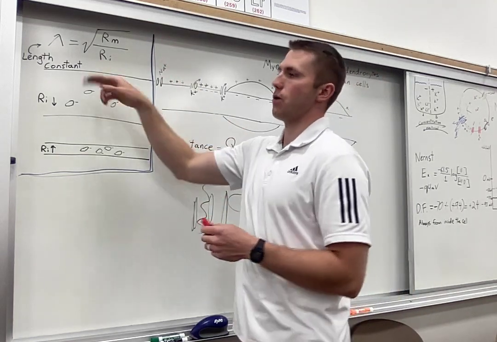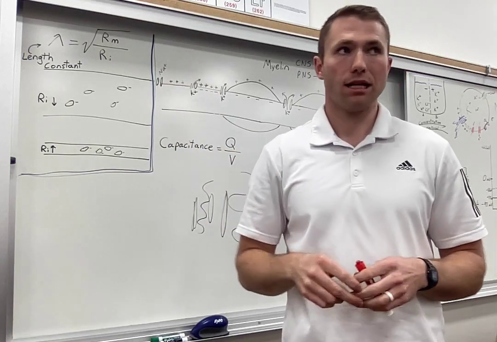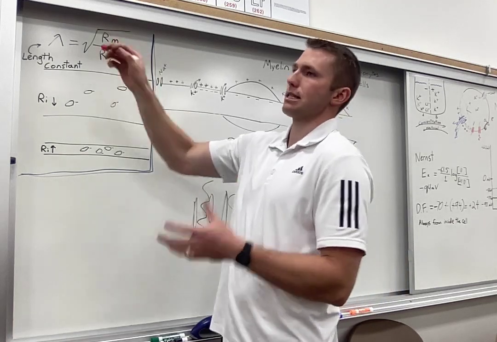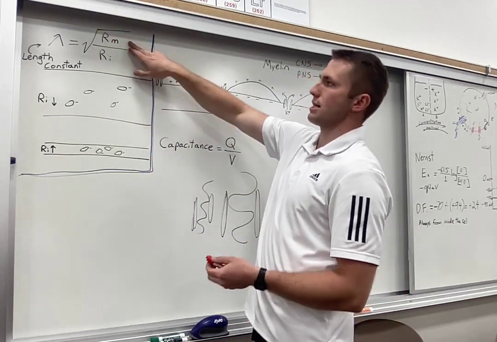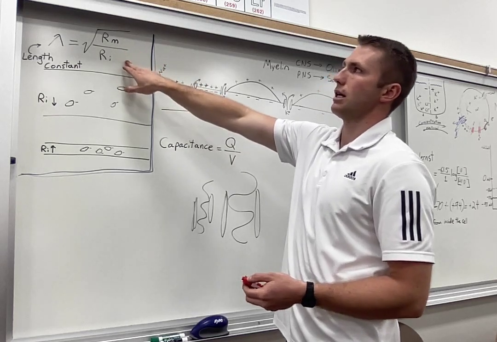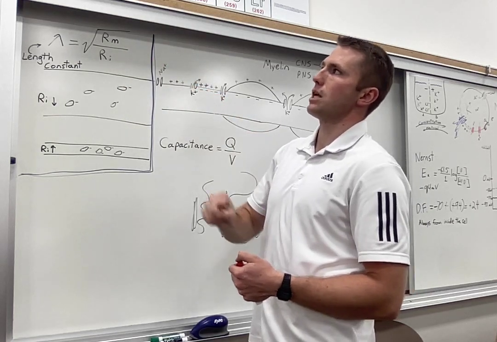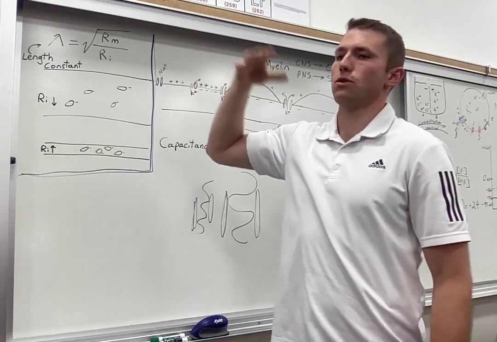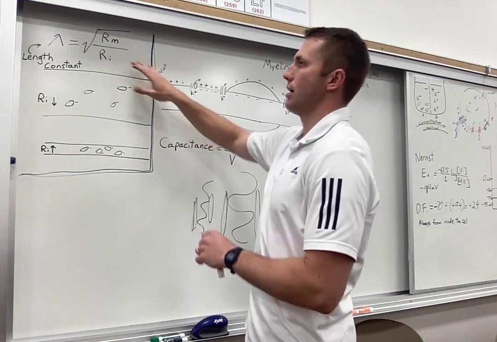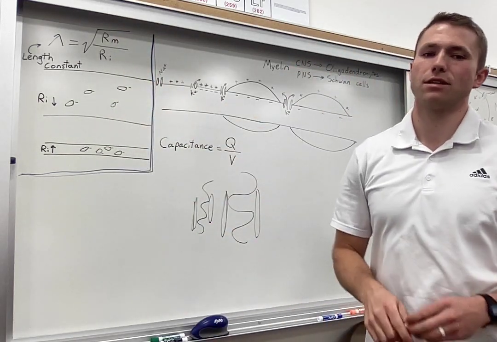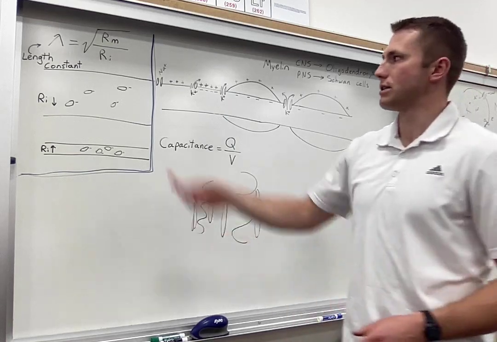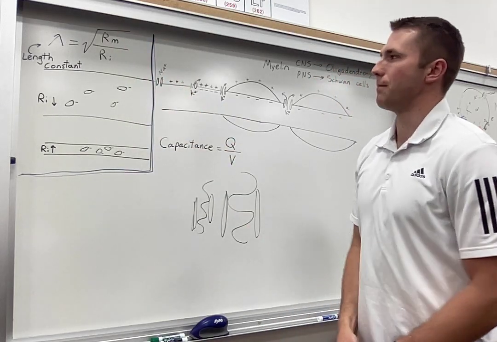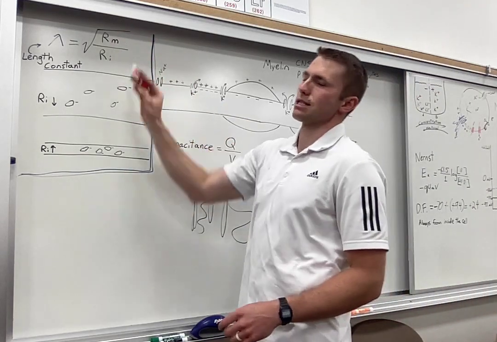One of them is how easily ions can get in and out of the membrane, so permeability, and they call that resistance of the membrane. So if the resistance of the membrane changes, we would say that's having to do with the permeability of the membrane. Ri is the resistance of the inside of the cell. So resistance inside and resistance of the membrane.